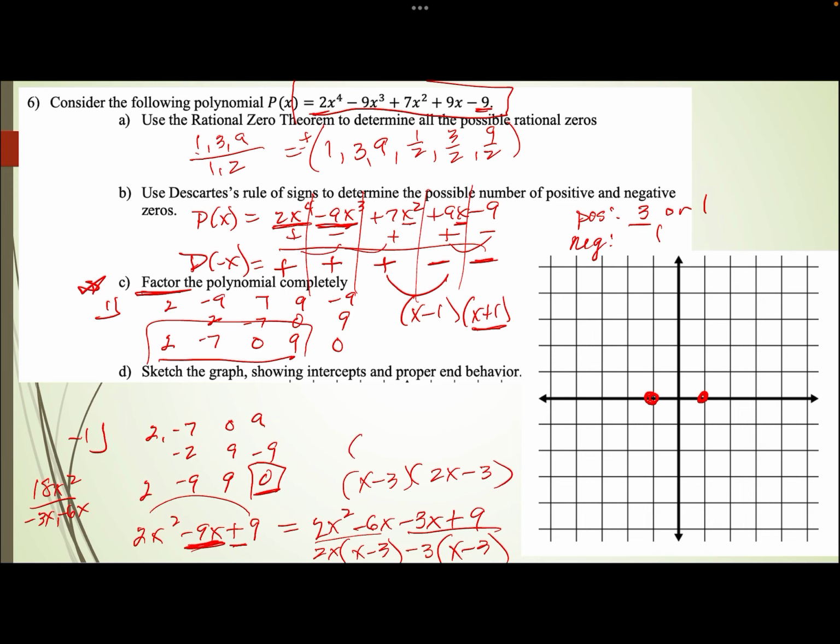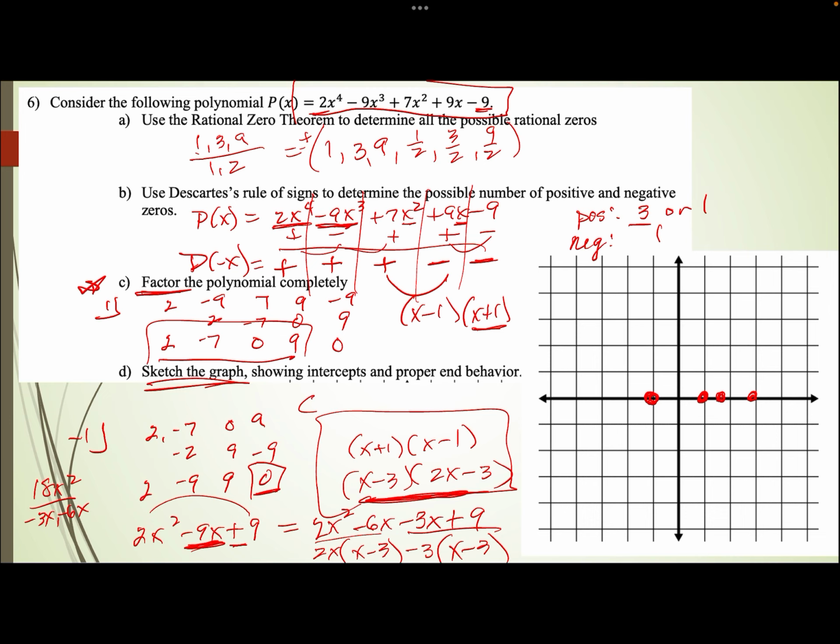And then I add these two together, plus 1 and x minus 1. So those are my 4 factors for part C. But let's put these zeros on our graph so we can finish sketching it. So I got a 3 and a 3/2, which puts it right about there, okay?